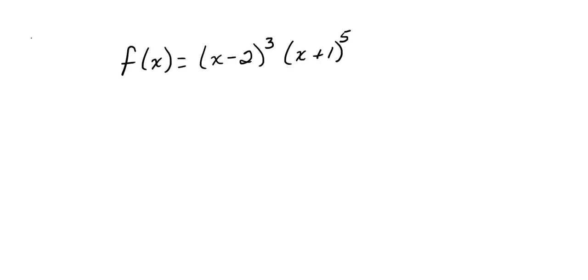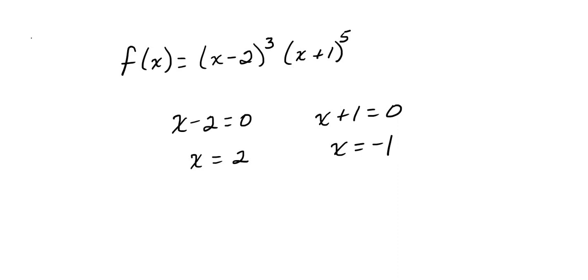Earlier in the course, we were given functions like this and asked to find the zeros and their multiplicities. So we set each of the factors equal to 0 and solved. So those were my zeros. And the multiplicities were the exponents. It's how many times that factor occurs. So here my multiplicity is 3, and -1 has a multiplicity of 5. What we're going to do next is to see how multiplicities relates to graphs.